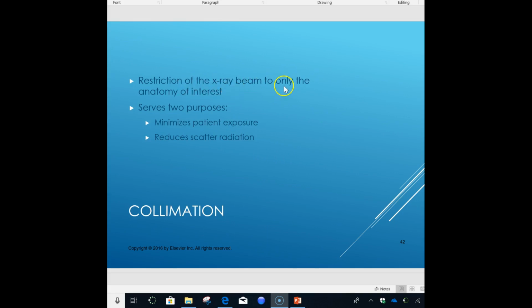Restriction of the x-ray beam to only the anatomy of interest. It serves 2 purposes: minimizes patient exposure and reduces scatter radiation. That's collimation.